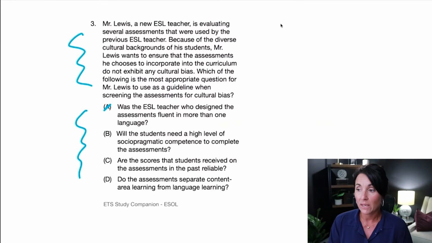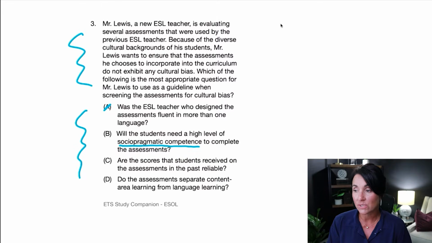So A is out. B, will students need a high level of socio-pragmatic competence to complete the assignment? All right, socio-pragmatic competence, I wouldn't say it's a good word, it just is a big part of ESOL or ESL. So I'm going to leave B because we know we want students to have socio-pragmatic competence. I'm going to talk about what that is in a second. C, are the scores that the student received on the assessment in the past reliable? Okay, reliable has to do with, does the assessment measure the same thing over and over again when given at different times? I don't love it, I don't hate it, but I'll leave it.